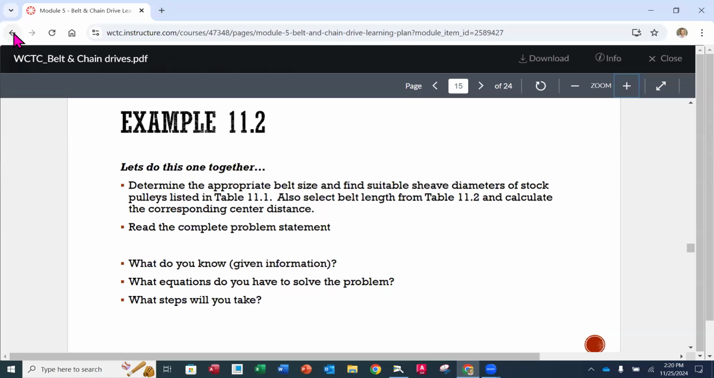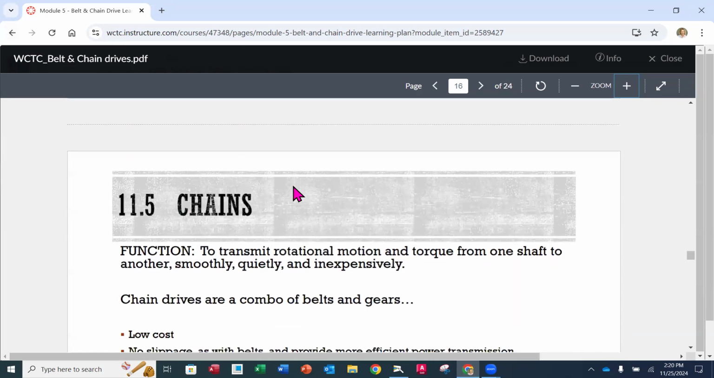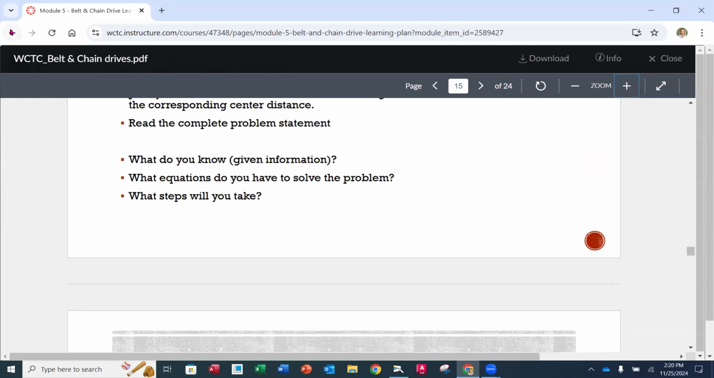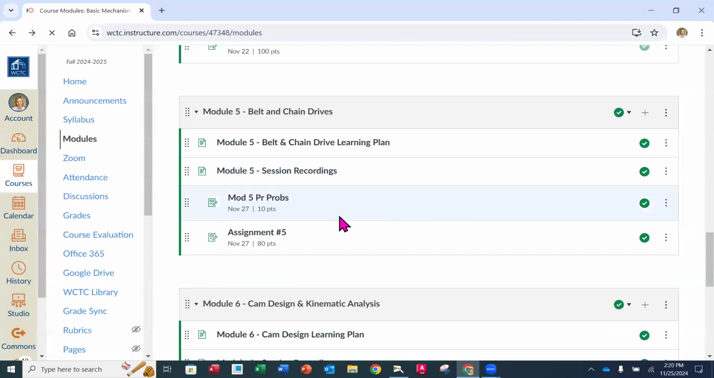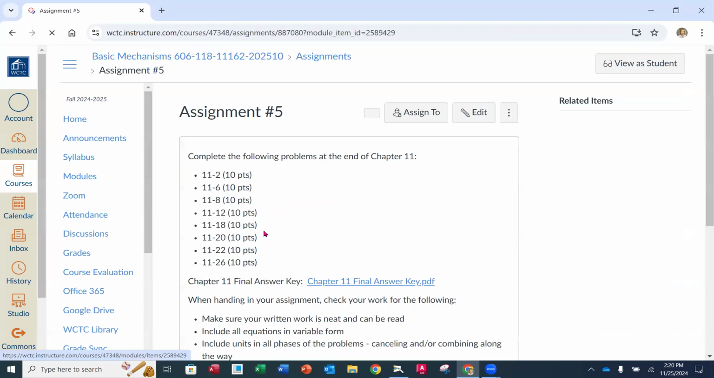But let's look at which part of assignment number 5 you could actually do for the belt drive material. So we're going to go to Canvas, and the next section you're going to notice looks at chains, and we will look at chains the next time we're together, which is Wednesday. We're going to look at assignment number 5.